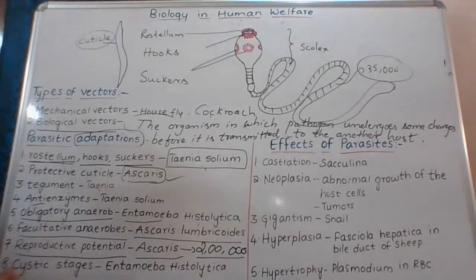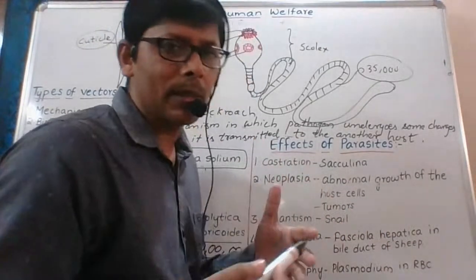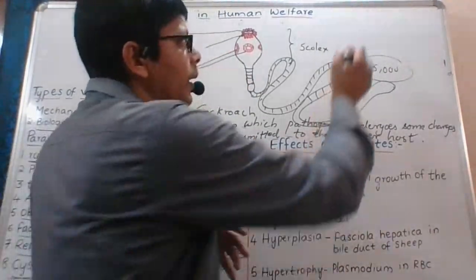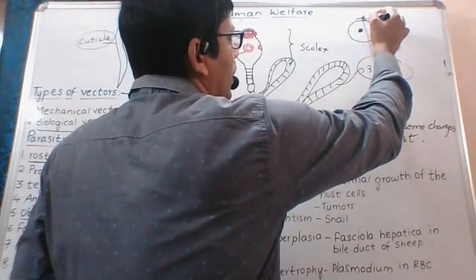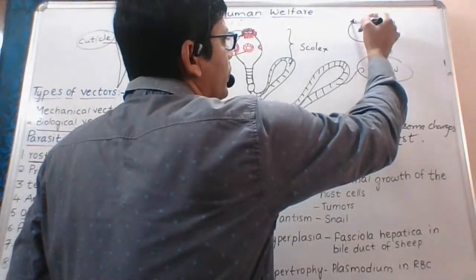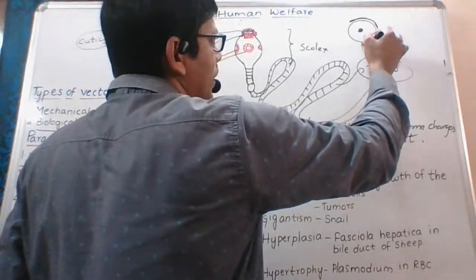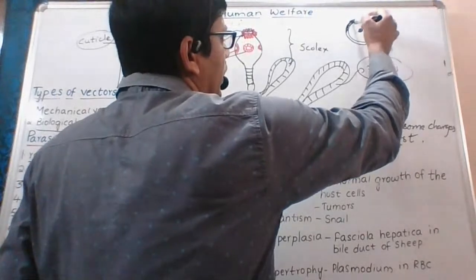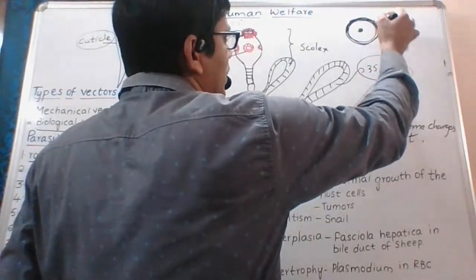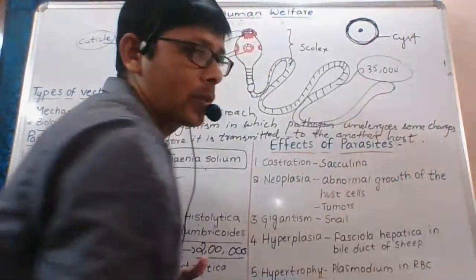And another one, cystic stages. For example, if you take Entamoeba histolytica, in the next lesson we will study the Entamoeba histolytica life cycle, which has a cystic stage. There is a trophozoite stage, a precystic stage and a cystic stage. A wall is present around this structure. This is called a cyst, and this is the cyst wall.